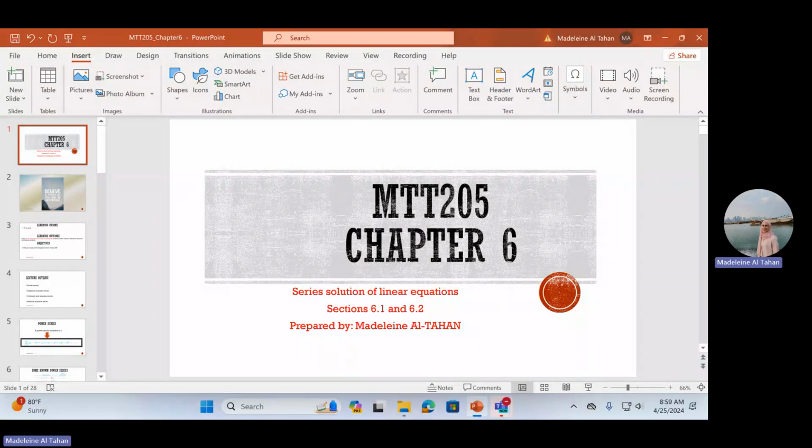Tuesday during class 9, we'll start with chapter 6. And for the final examination, chapters 6, 7, and 8 are included. In chapter 6, we'll learn about series.